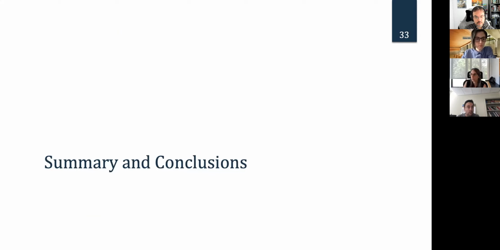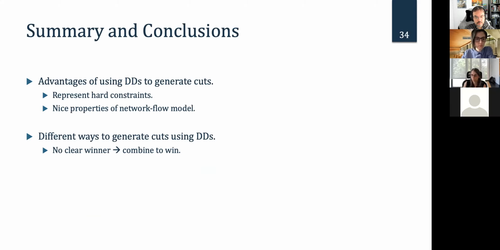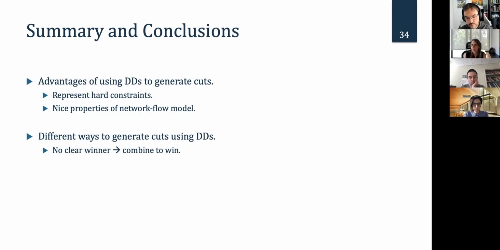So now, just to conclude, I want to give a brief summary of what we saw. We saw advantages of using decision diagrams to generate cuts. Basically, they can represent hard constraints. And thanks to the nice properties of the network flow models, we're guaranteed to get good theoretical guarantees for the cuts that we generate. And there are different ways to generate the cuts. We saw 4 different ways here, but as I said, there's no clear winner. And combining them looks like the best alternative.